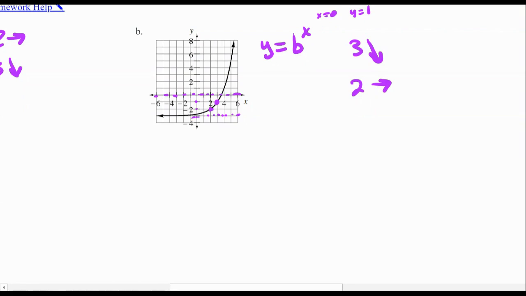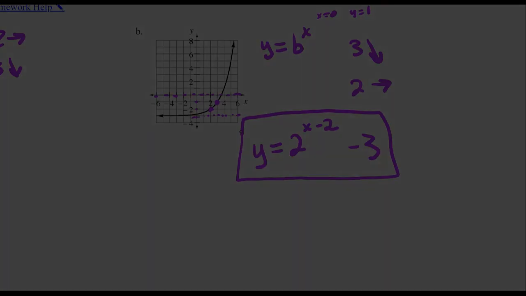So again, no A value to stretch it. So it's positive because it's still pointing up. So my final equation here is going to be a base of 2. And that's because, when I go 1 to the right, I go 2 up. I'm shifting 2 units to the right, so I'm subtracting 2, and then I'm going 3 units down, which is my k value, and there's my equation.